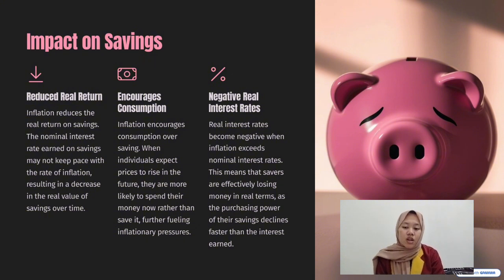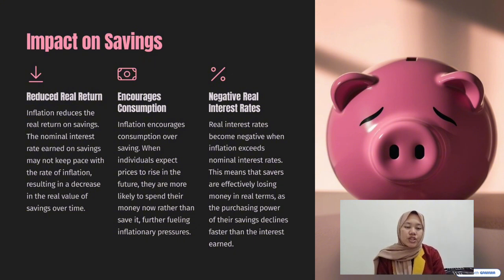Encourages consumption. Inflation encourages consumption over saving. When individuals expect prices to rise in the future, they are more likely to spend their money now rather than save it for future inflationary pressures.